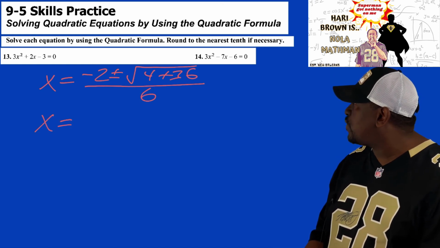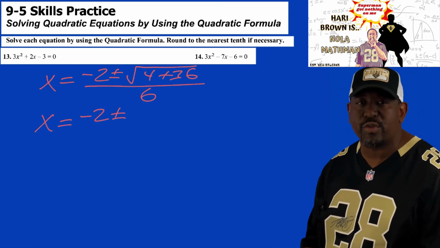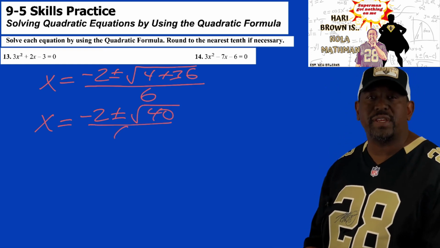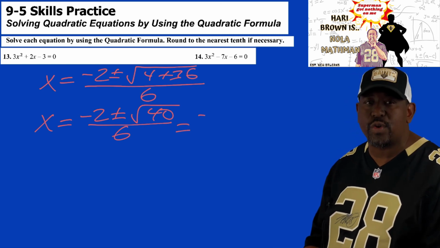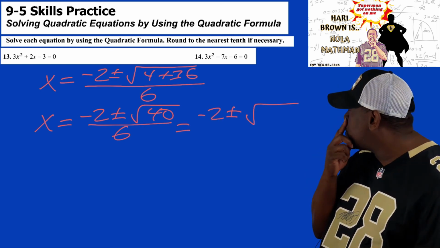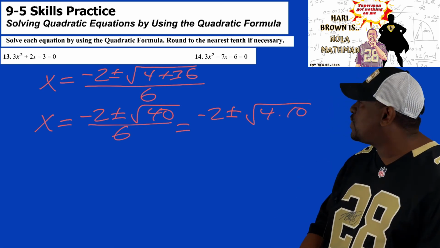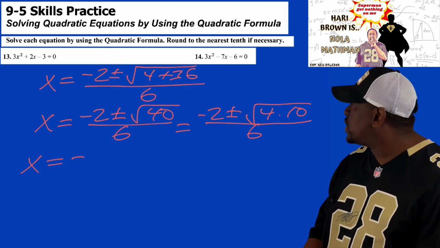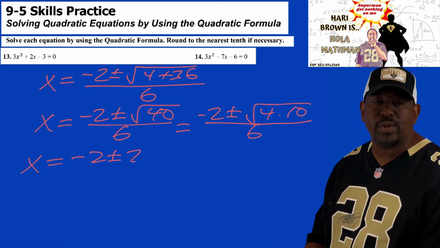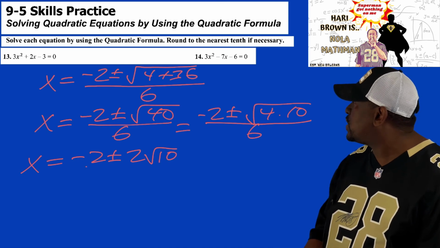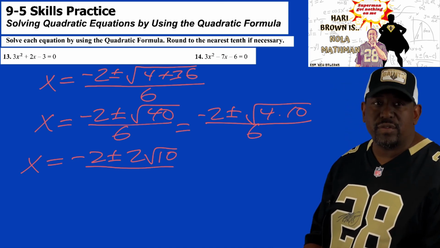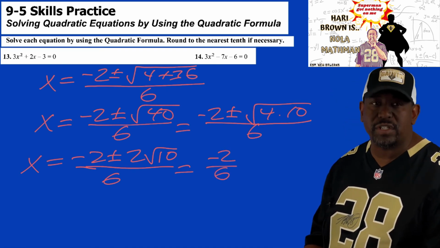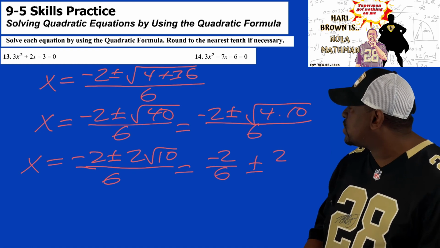You'll simplify 4 plus 36, that will give us a square root of 40. We know that that is not a perfect square, but there is a perfect square that's a factor of 40, which is 4. And so we're going to write that as a factor of 4 times 10, so we can simplify the radical. Square root of 4 is going to be 2, so it'll be -2 plus or minus 2 times the square root of 10 over 6. So now we take each of the terms in the numerator and divide them by 6 and simplify as much as possible to get our final answer.